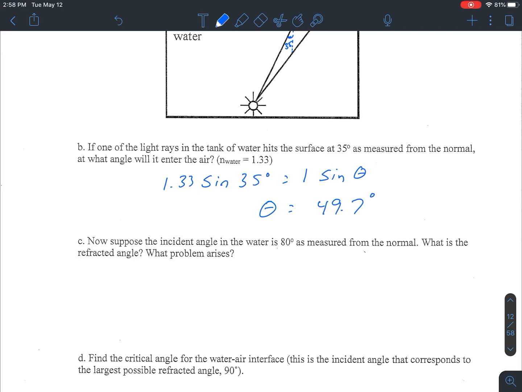C. Now suppose the incident angle, the incidence angle, is 80 degrees from the normal. What's going to happen now? So we're doing the same problem, but just changing the angle. So I want you to go ahead and plug that into your calculator, and I want you to see what it says. I'll give you a minute to do that.